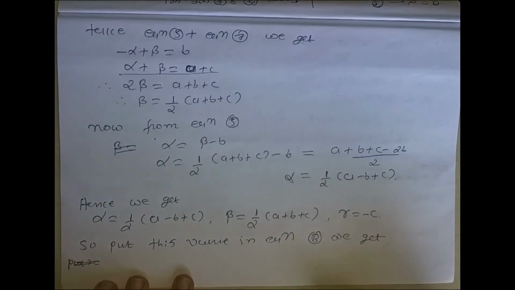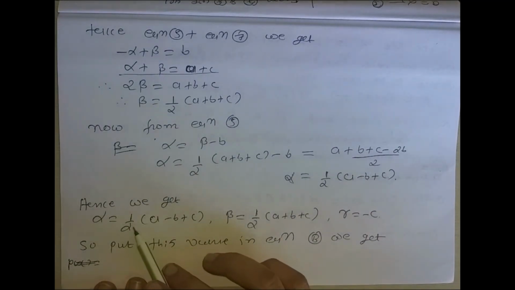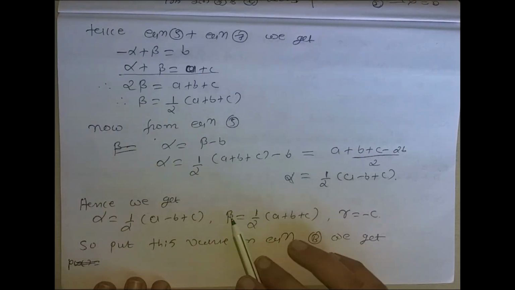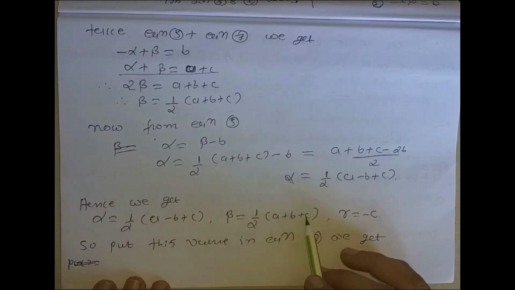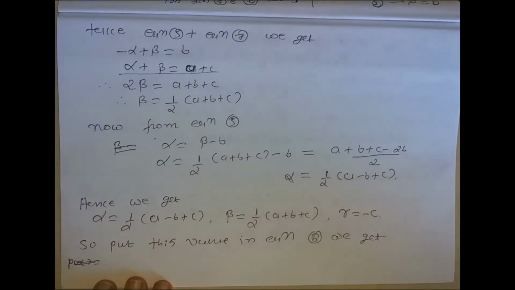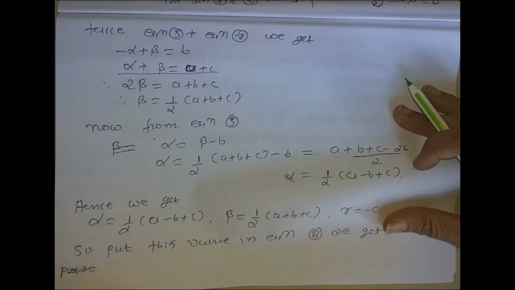So what do we get? We get the value of alpha is equal to 1/2 (a minus b plus c), the value of beta is equal to 1/2 (a plus b plus c), and the value of gamma is equal to minus c. So put this value in equation number b.